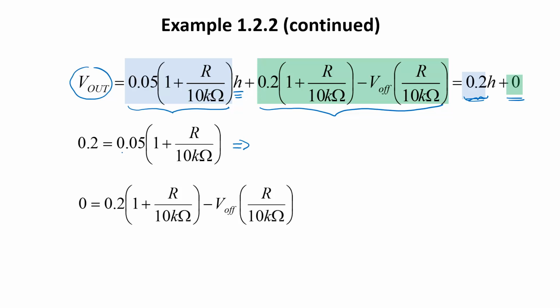From this, if we divide both sides by 0.05, we get 4 is equal to 1 plus R over 10 kiloohms, which means that R over 10 kiloohms has to be equal to 3, so R is equal to 30 kiloohms.